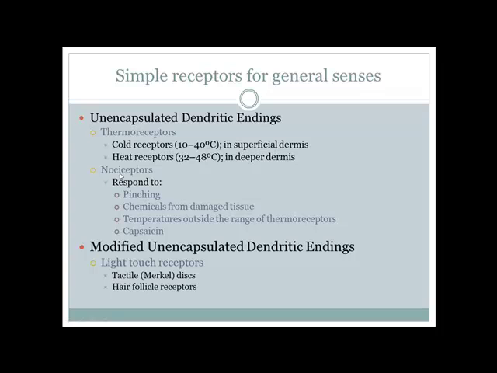With the nociceptors, once again, like I said, these guys check for tissue damage, and you perceive that as pain because if you're damaging tissue, your body wants you to stop it, so you stop the damage of the tissue. With your modified unencapsulated, these guys are going to be there for light touch. When I think of these, I think of hair follicles is the first one I'm thinking of.